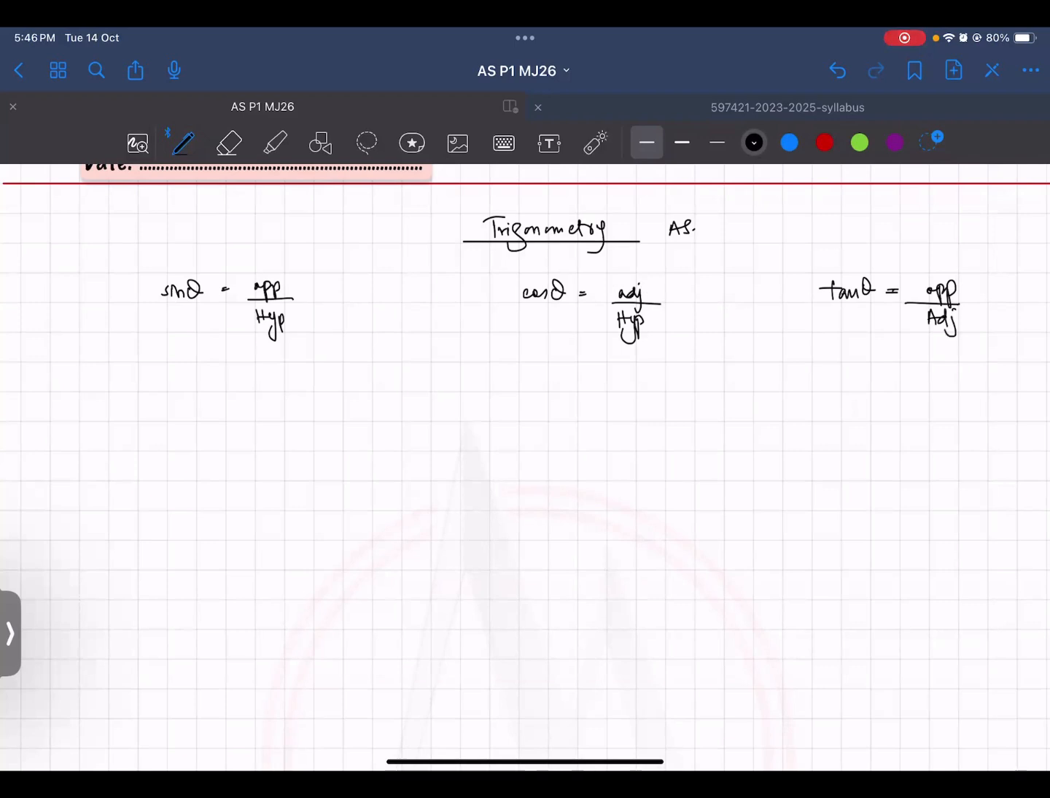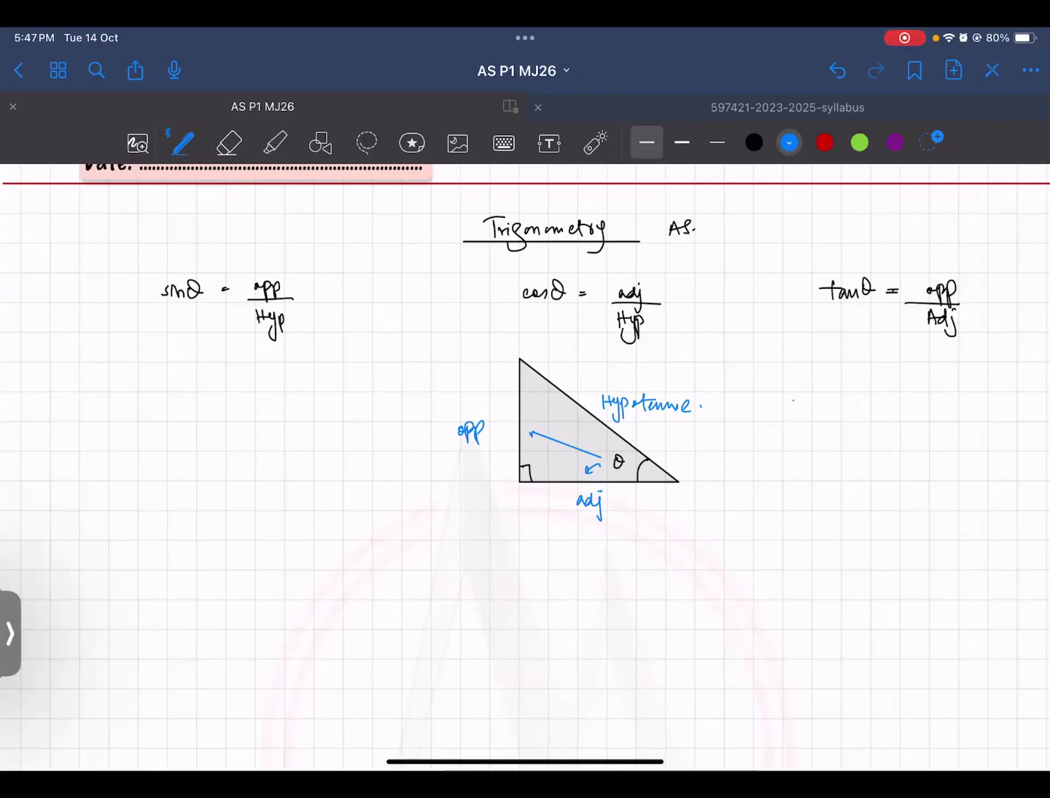And how do we relate them all? Using a simple right angle triangle. If this is 90 degrees, and this is your theta, then the side which is opposite to the angle that you are considering right now becomes the opposite. This one would be your adjacent. And the side which is opposite to the 90 degrees always becomes your hypotenuse. The hypotenuse is always the largest side of the right angle triangle.